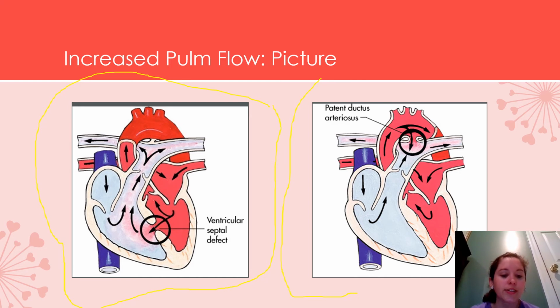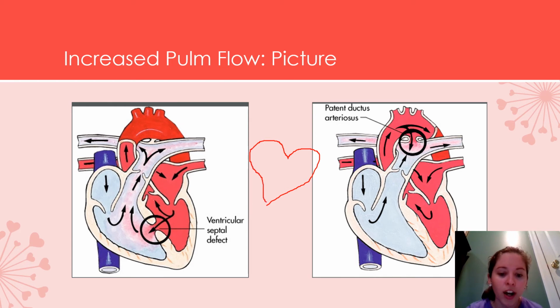Now, we don't have pictures of ASD, which is atrial septal defect, or the AV canal. So I'm going to just show you on these pictures. Actually, I'm going to draw it. Let's see. And this is how I would normally draw it in class, because this is how you would probably draw it on your paper.